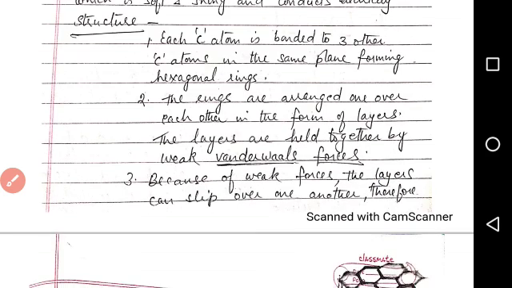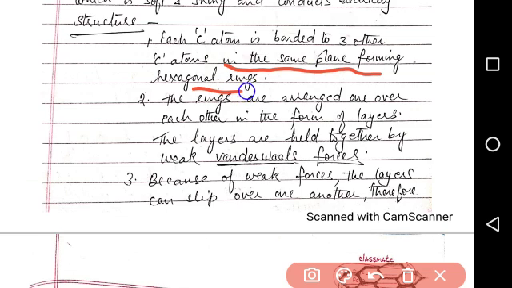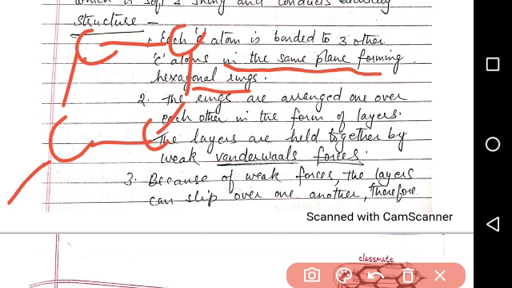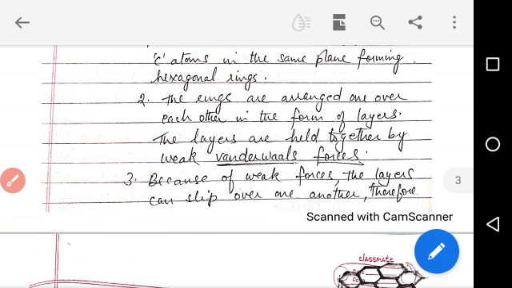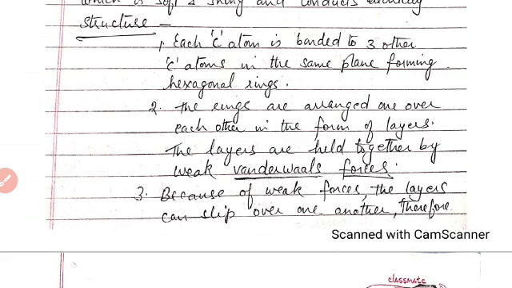Each carbon atom is bonded to three other carbon atoms in the same plane forming hexagonal rings. So in this, the structure is different from diamond. Each carbon atom is bonded to three other carbon atoms forming hexagonal structures. This way, the hexagons are joined together by various bonds. And all the hexagons are arranged in the same plane, and so they form various layers.